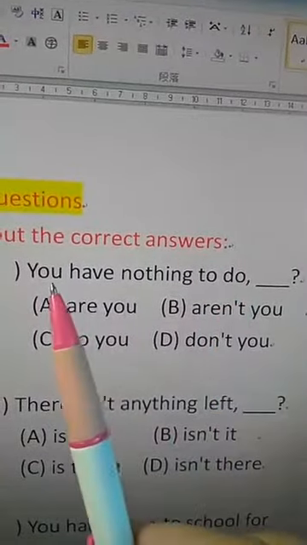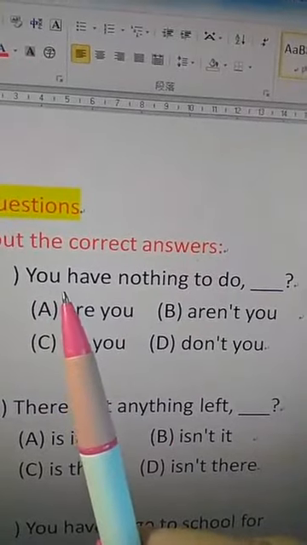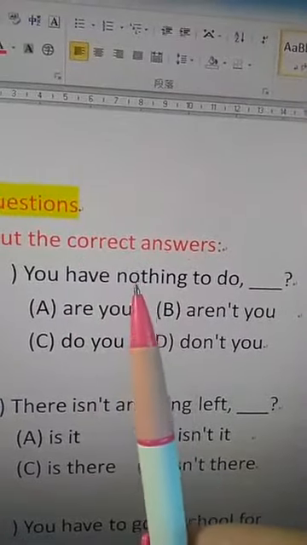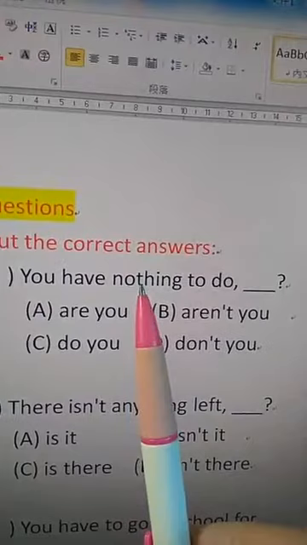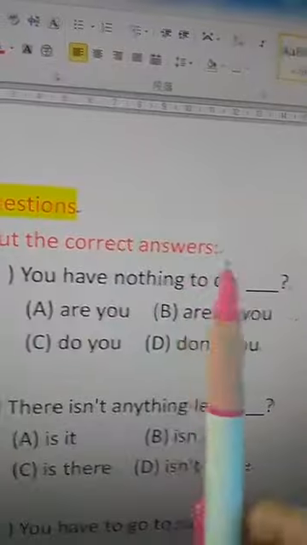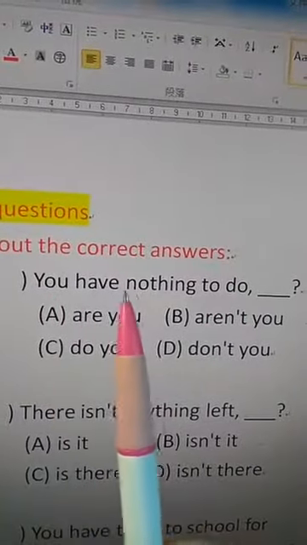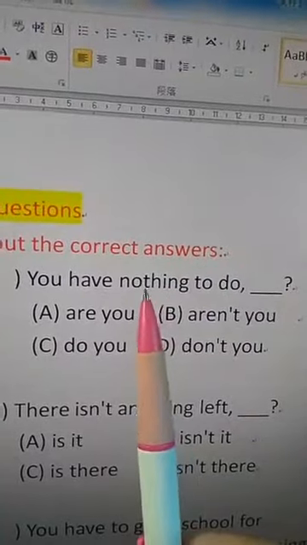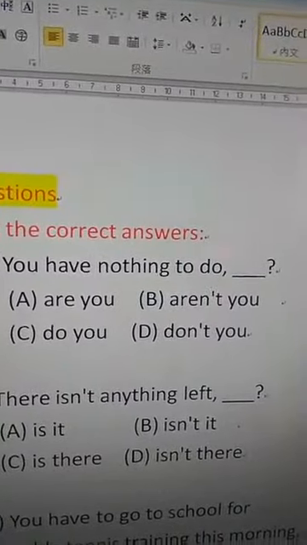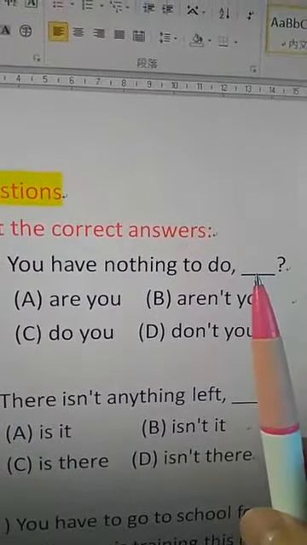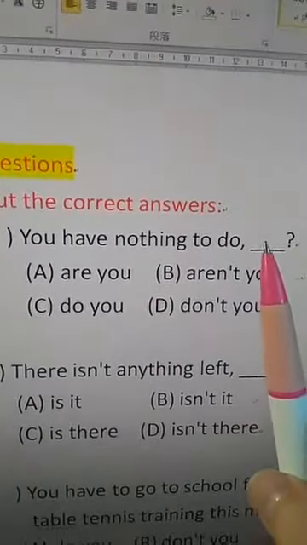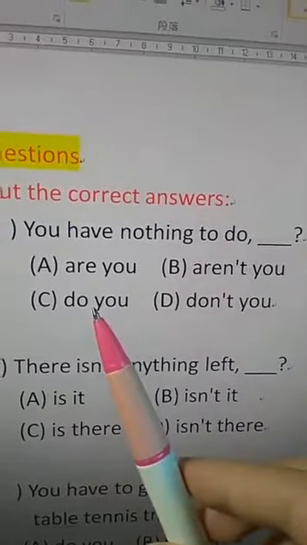Actually, the main sentence looks like a positive sentence, but let me tell you, pay attention to the word nothing. Nothing is a negative word. That is why this word makes the whole sentence a negative sentence. So that's the reason why we have to use a positive tag question. You're right. So right now we use do or don't. Think about it.